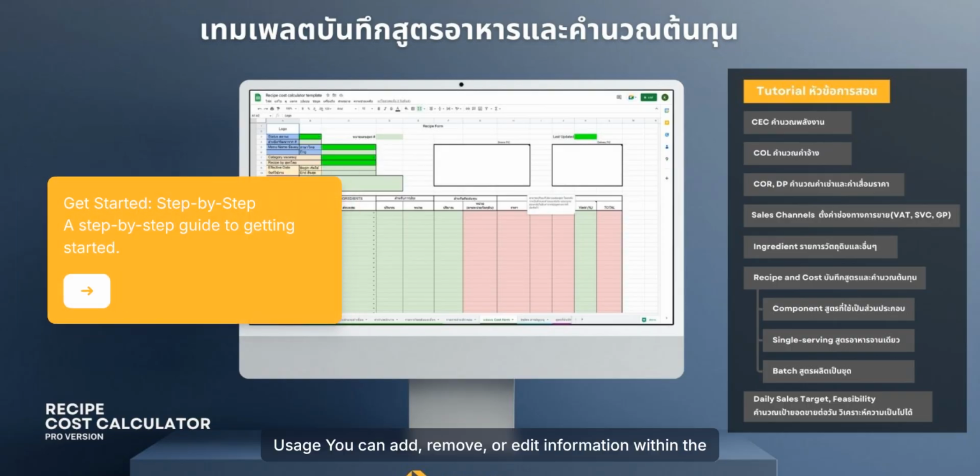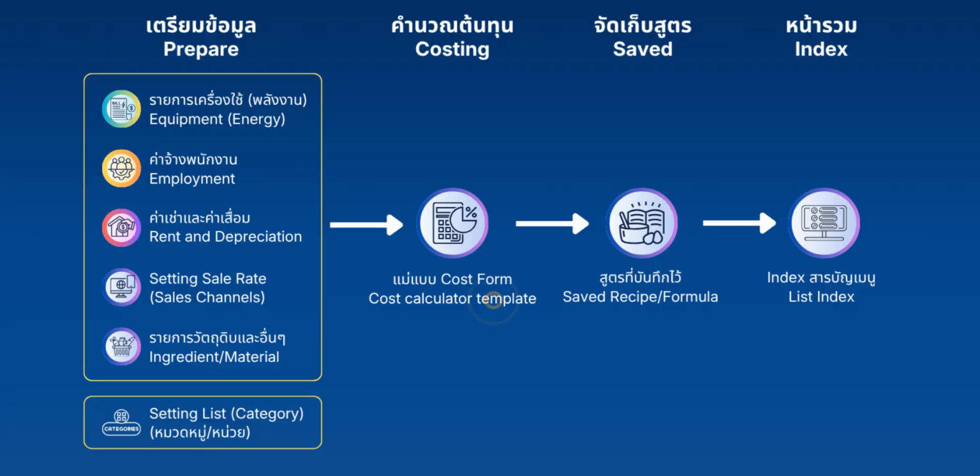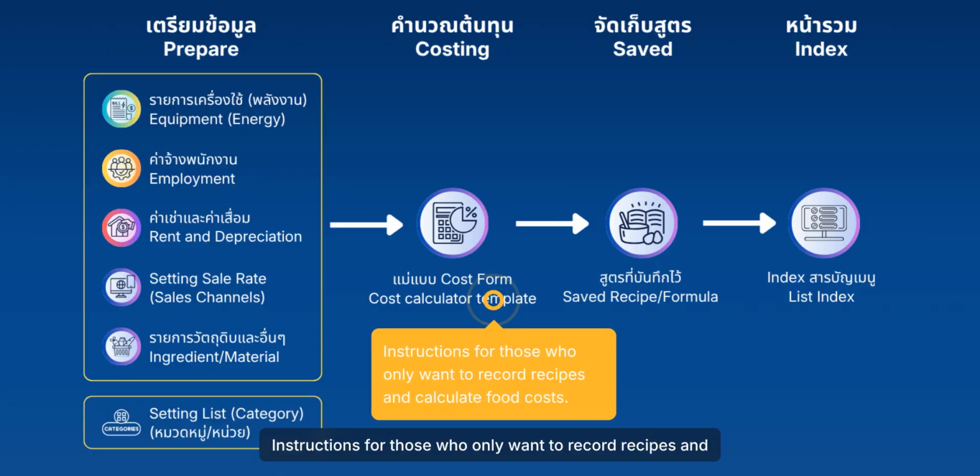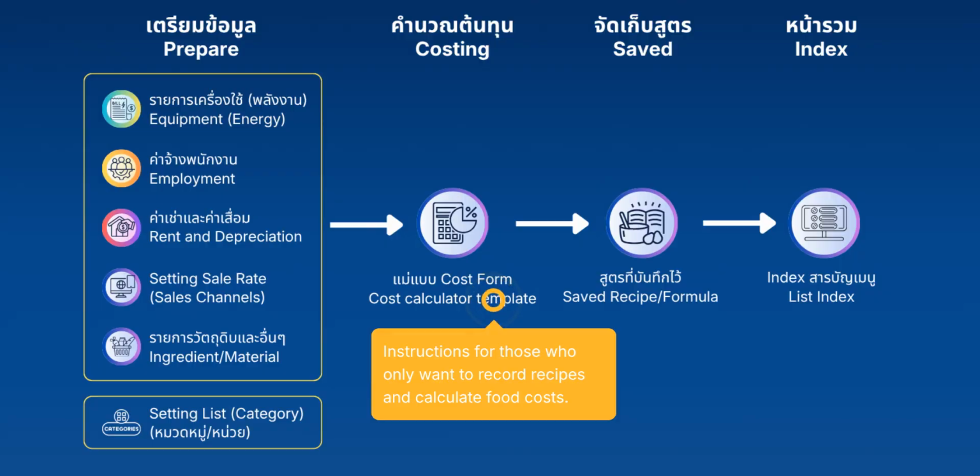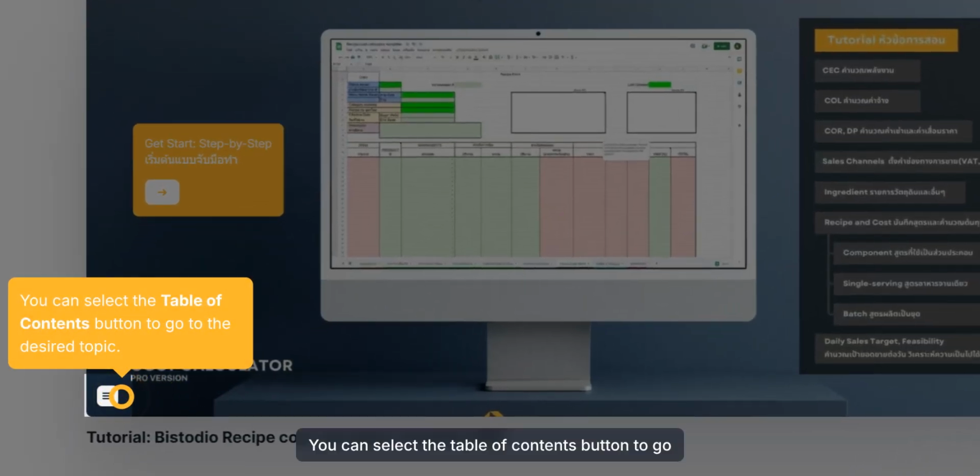Usage. You can add, remove, or edit information within the template following the steps in the user guide. However, do not modify the format, layout, heading structure, or data entry fields, as this may affect the template's functionality. Instructions for those who only want to record recipes and calculate food costs. You can select the Table of Contents button to go to the desired topic.